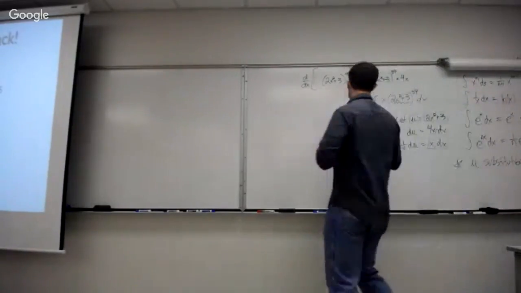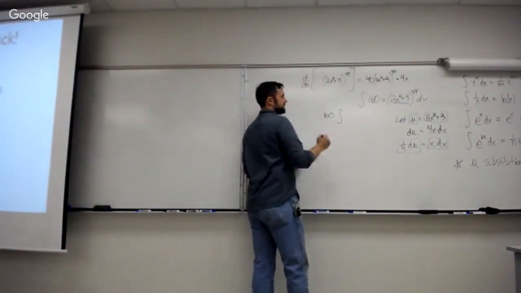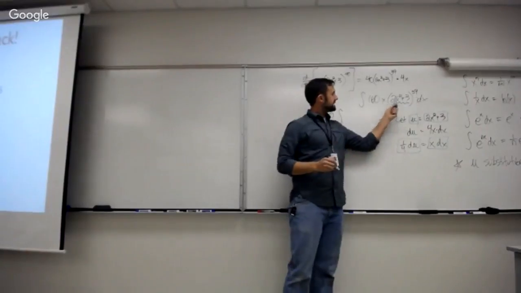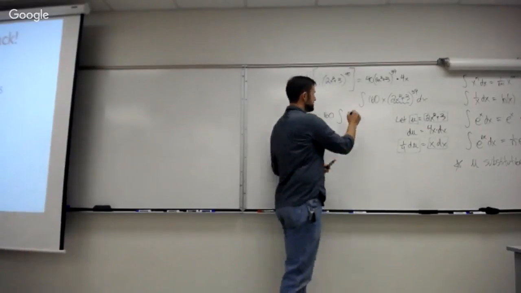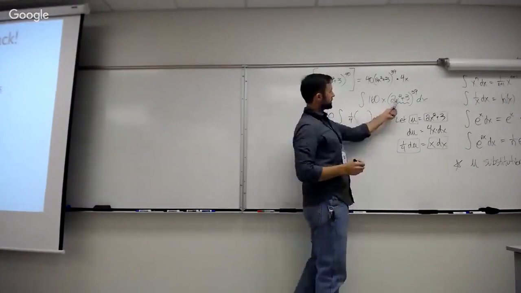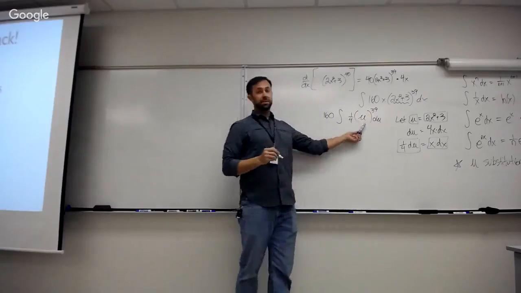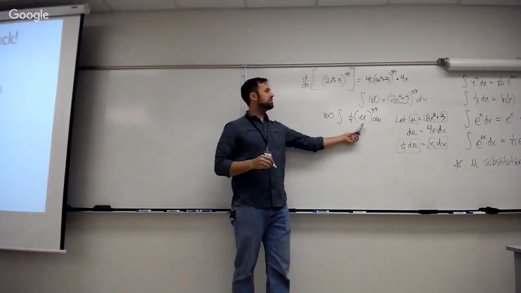So let's do that. I'll move it to the left a little bit. I'll bring the 160 out front just to get rid of it. And then I've got an x dx, which I can replace with 1/4 du. And I've got 2x squared plus 3, which I can replace with a u. And now I do have a simple integral. So that's how u substitution works.